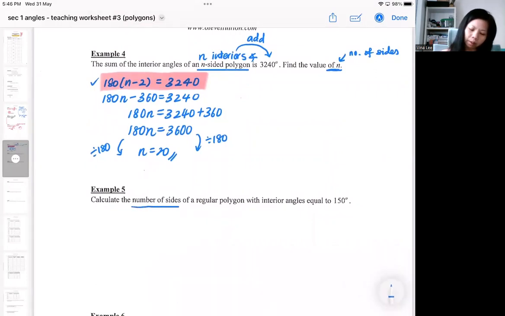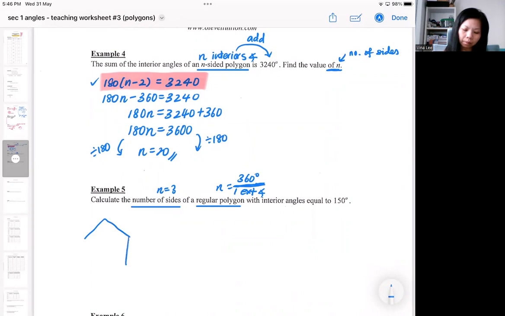Okay, and in the next one, we are finding the number of sides, but this time it is for a regular polygon. Then I can be using this formula already. But the question only gave me the interior angle, which is 150. They are not giving me the exterior angle.